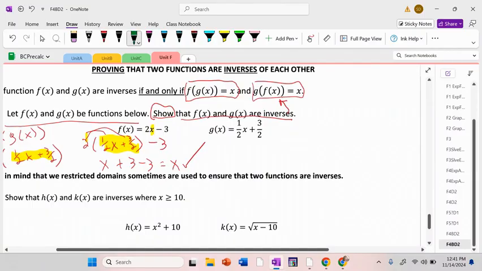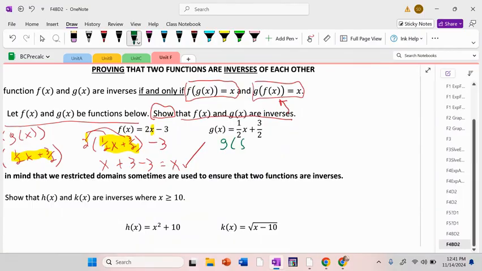You're not done, though. Unfortunately, you also have to do g of f of x. And I'll let this kind of leak a little bit below here, and then move to up here. So what's g? I could use a highlighter for that. In the g function, I want to throw in 2x minus 3 in that spot. Okay, and then we go ahead and do that.